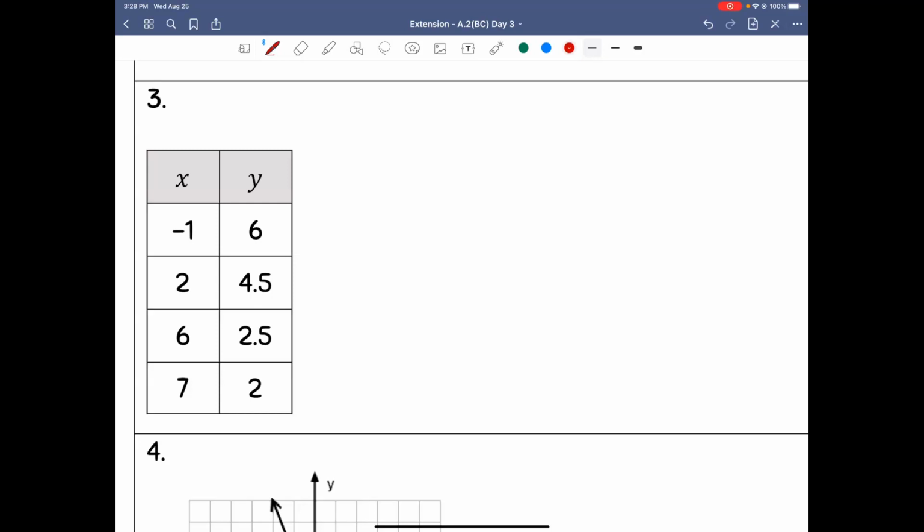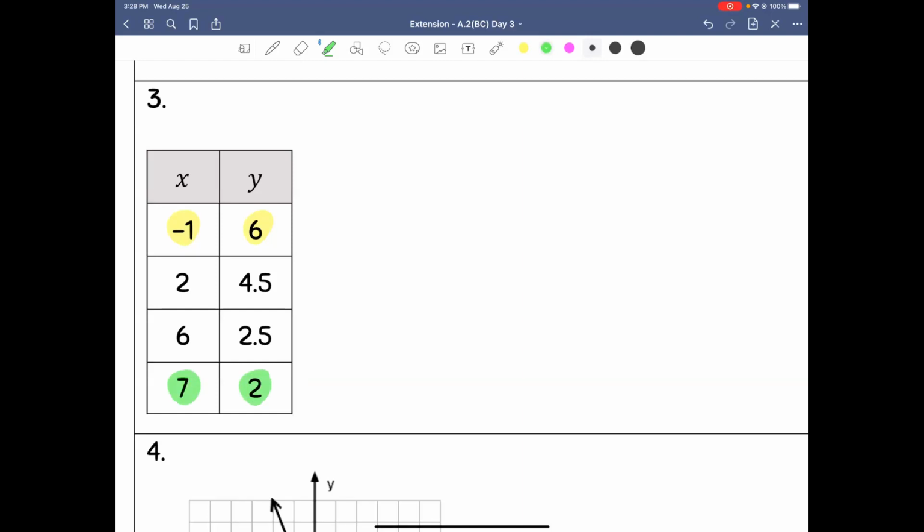Here in example 3, we're given a table of values for x and y, and so this will be very similar to example 2. We'll just need to pick 2 points from our table to work with in order to find our slope. Now, if possible, I'm going to use points that do not have decimals in them, and so what I notice is that I have 1 point here, -1, 6, and another point at the bottom of this table that do not have decimals in them.